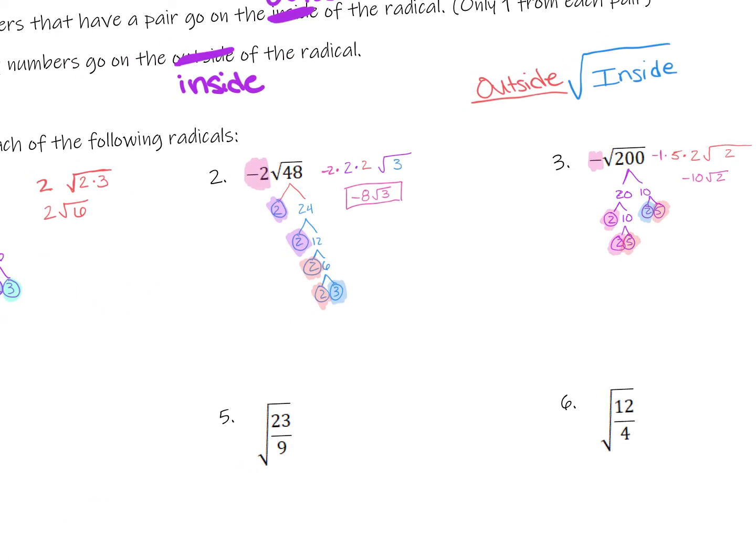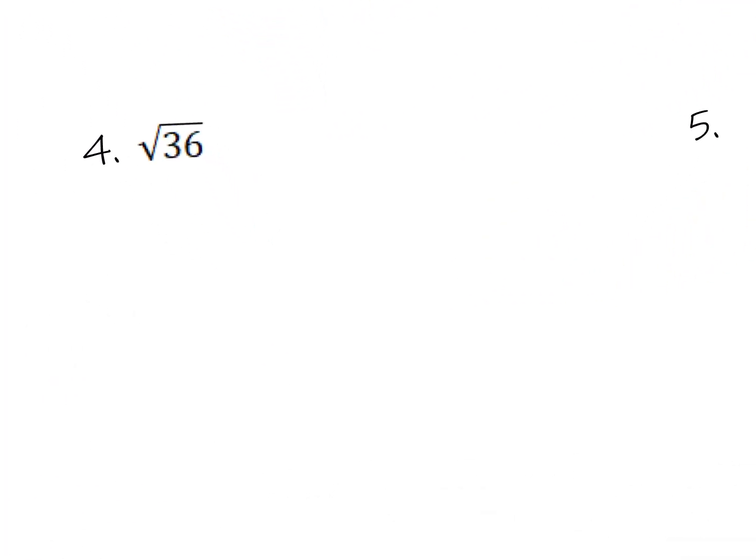All right, moving down over here to question 4. Radical 36. You should already know that the radical of 36 is going to equal 6, but let's see how we actually get there. So what is the radical of 36? Well, 36 is 6 times 6, right? Those break down: 2 times 3, 2 times 3. That's as far as I can take that, right?